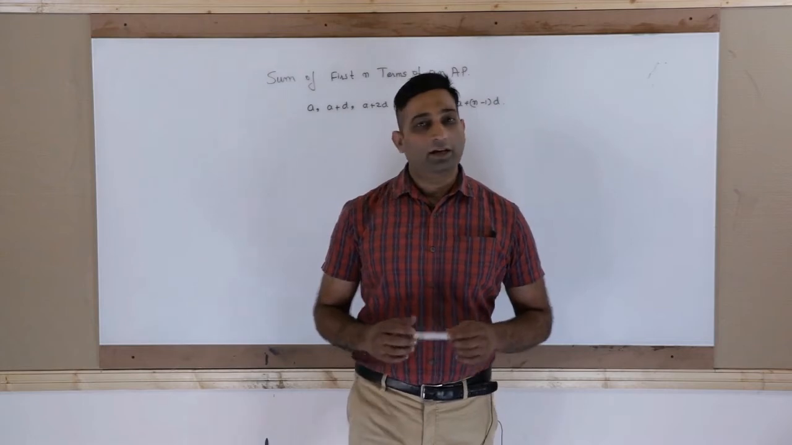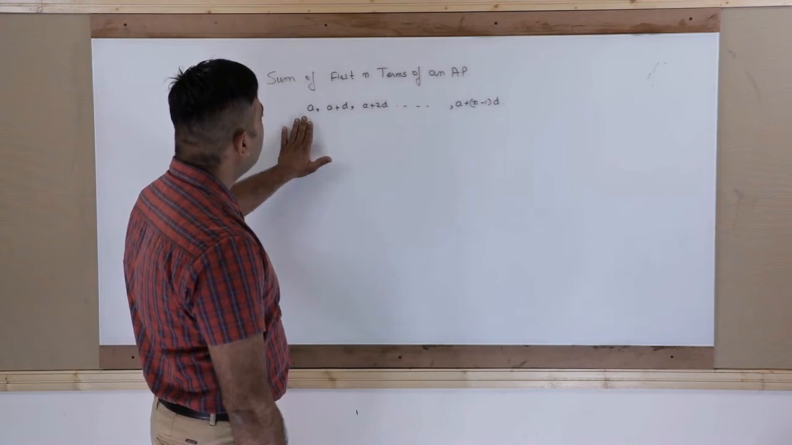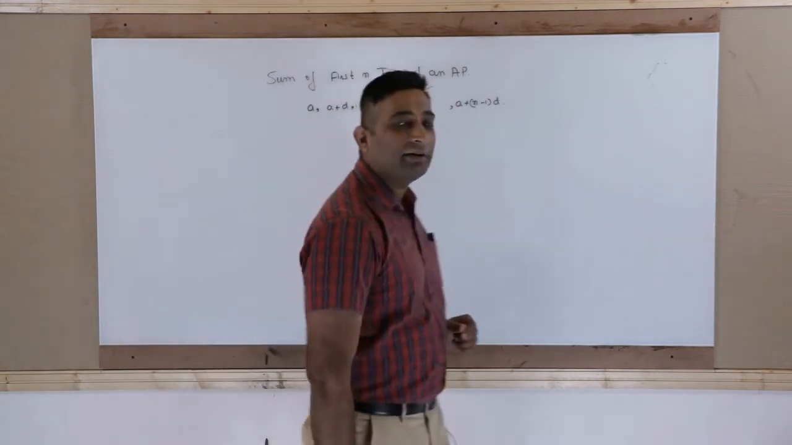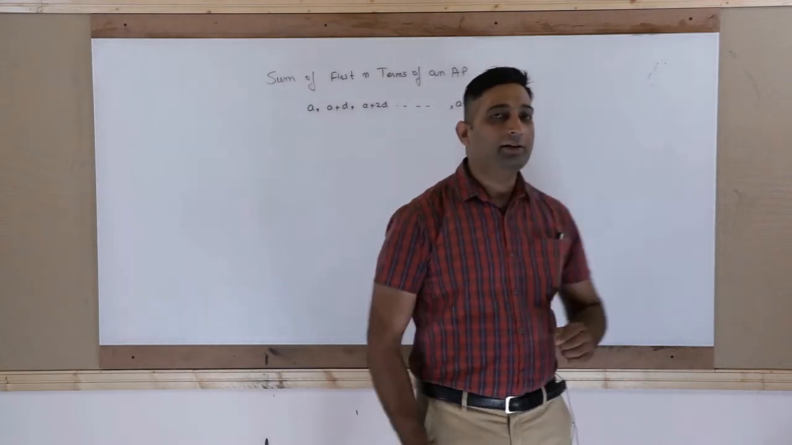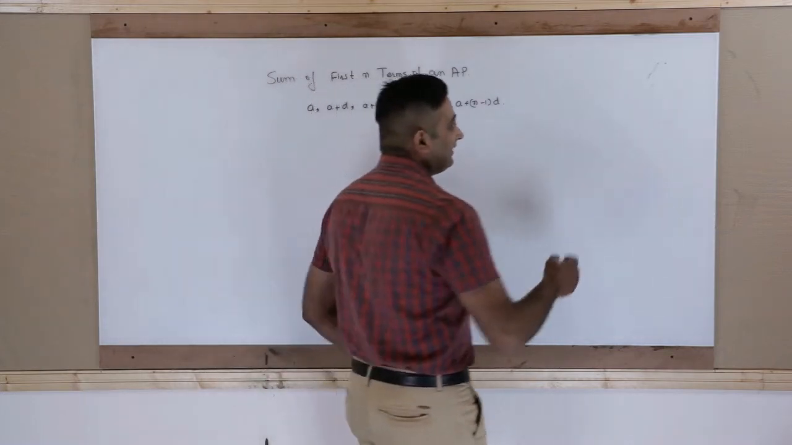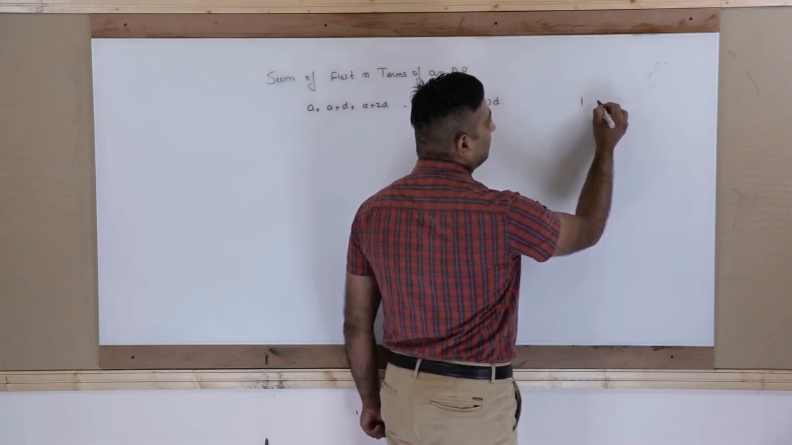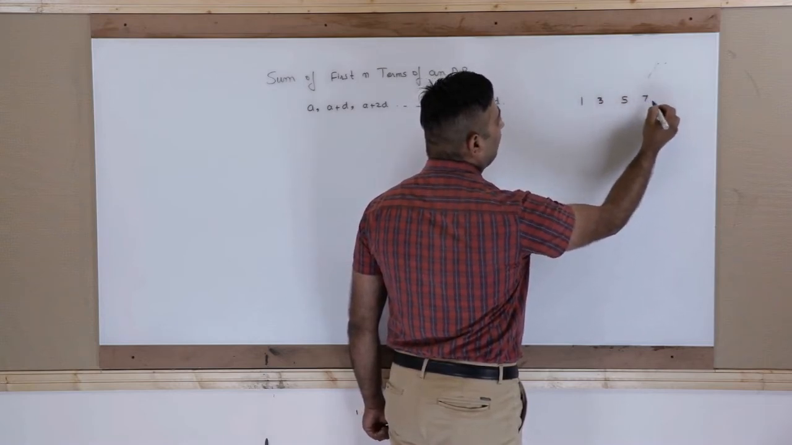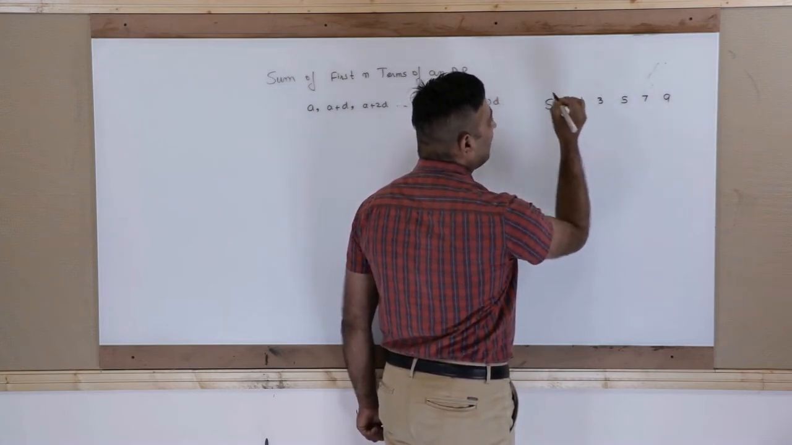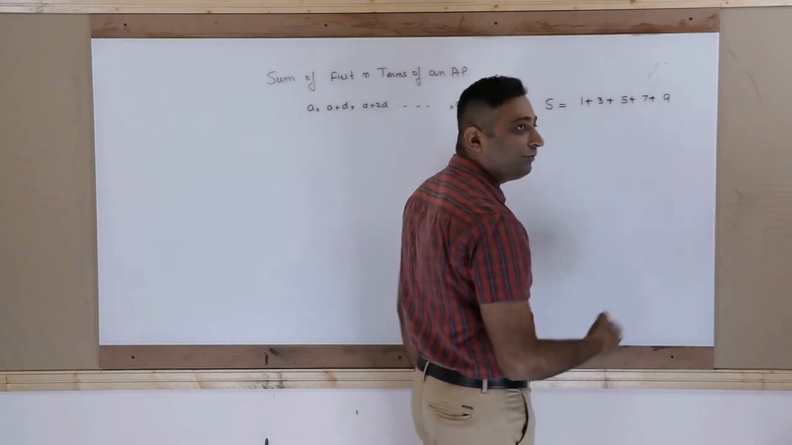Dear students, now let us find the sum of first n terms of an AP. The AP is A plus D, A plus 2D and up to A plus n minus 1D. Now let us take an example to understand the sum of an AP in a better way. Let us consider an AP having numbers 1, 3, 5, 7, 9, etc. So let us write the sum of this as S. So 1 plus 3 plus 5 plus 7 plus 9 is the sum of this AP.